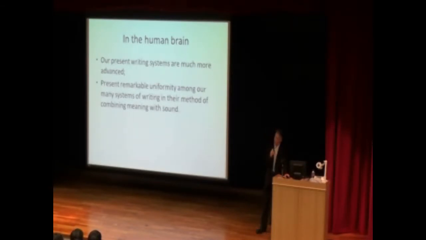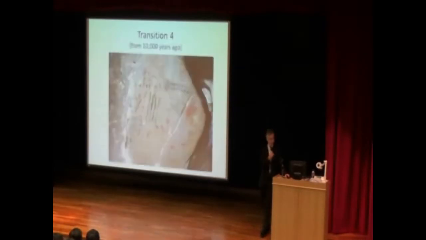So there's a really remarkable uniformity or similarity among our many systems of writing. The way we make strokes, the way we make shapes and circles. Chinese, Arabic, alphabet, there's a remarkable resemblance in the way our hand moves, in the way it makes shapes and strokes. And of course, this reflects the human brain's nature. And we'll talk a little bit about the brain in a few minutes.